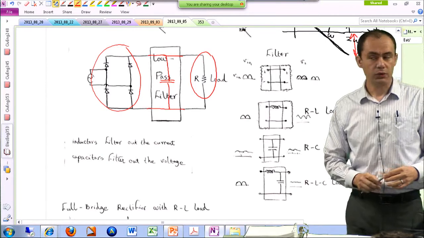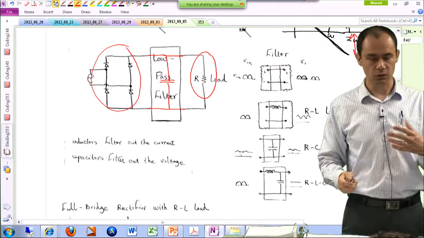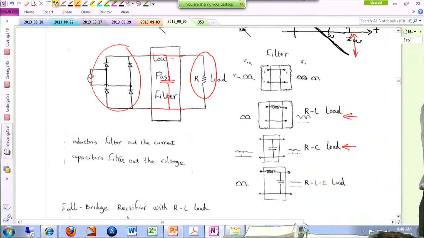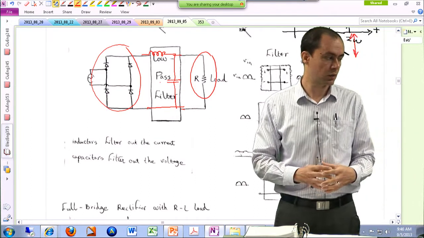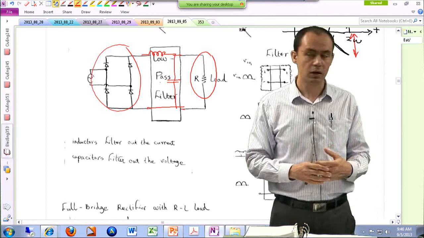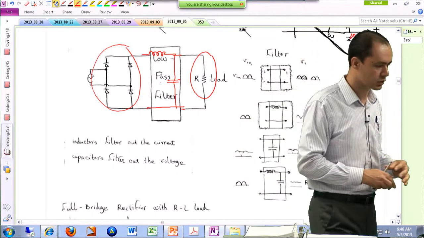Or you may argue that I really want a purely DC output voltage. I don't care about the weight and volume of my converter or rectifier. So I'm going to use a second-order filter, which is comprised of one inductor and one capacitor. So that's another option that you have. It's just a matter of how complex you want your circuit to get, how much money you want to spend, and whether you have any limitations in terms of weight and volume.